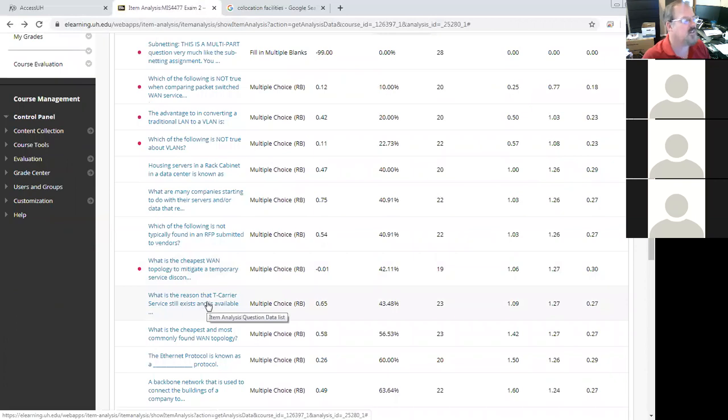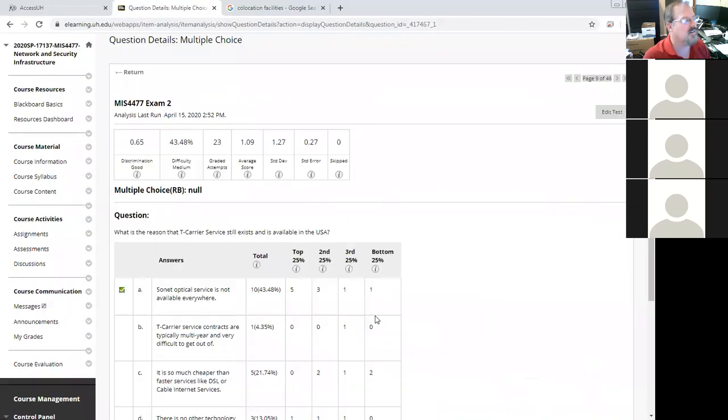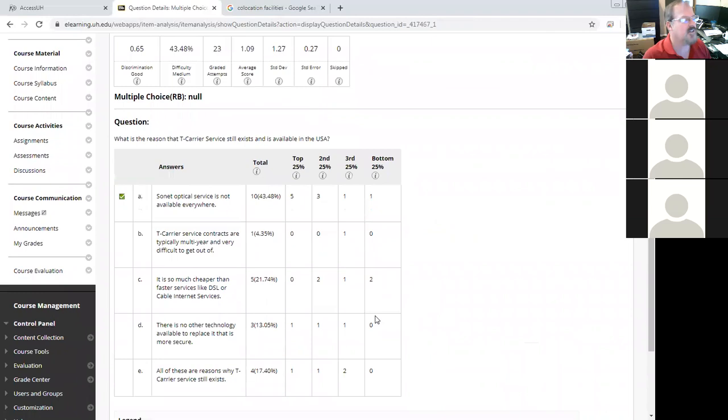What's the reason that T-carrier service still exists and is available? Let's take a look at that. I talked a little bit about T-carrier service. Actually, I talked probably more than I should have about T-carrier service. But the only reason that T-carrier service is still available is because there are some legacy T-carrier accounts out there. Some people have legacy equipment, but that's the real answer right there.